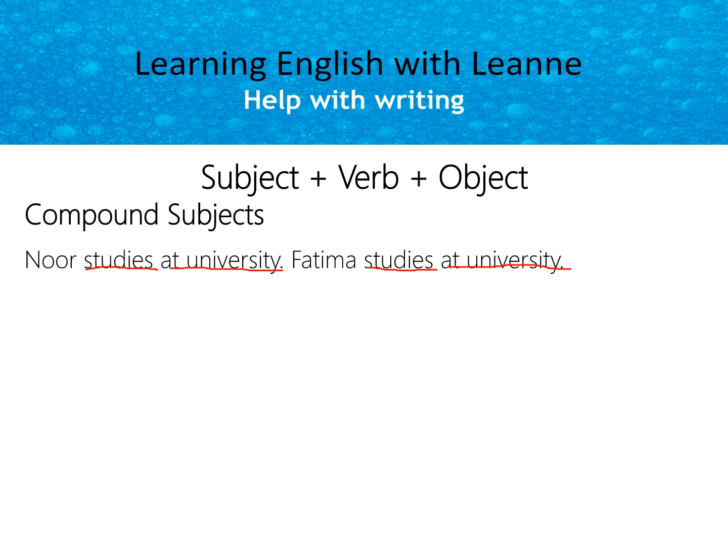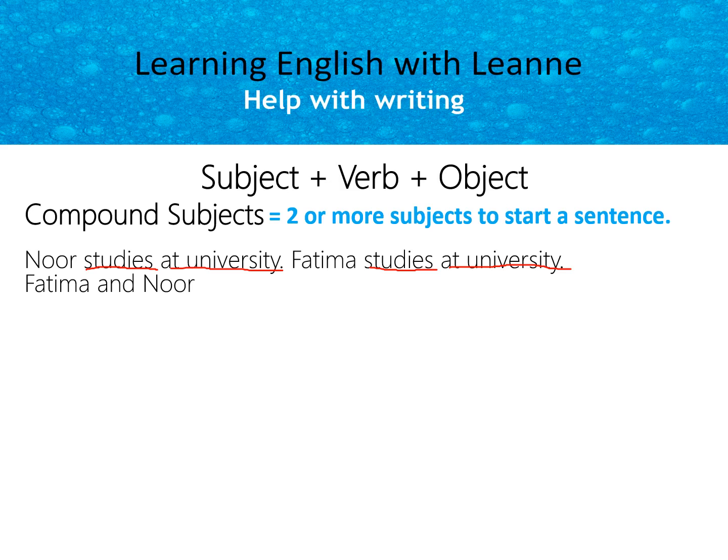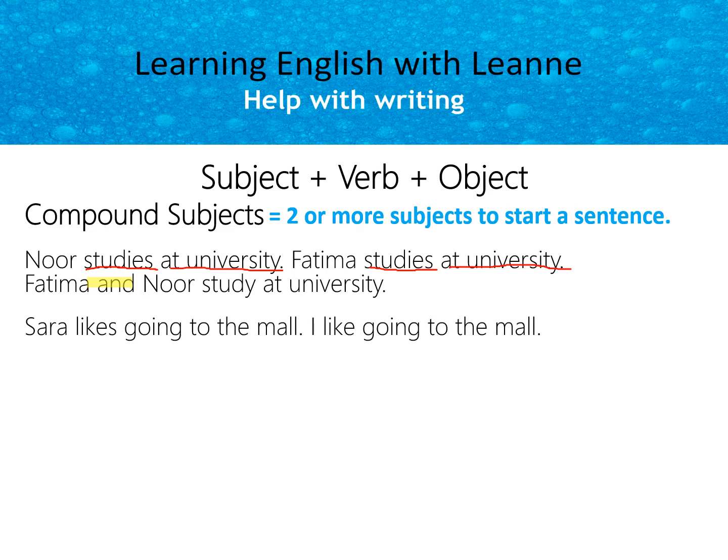To write a better sentence, we can make compound subjects. This means two or more subjects to start a sentence. So the verb is the same and the place is the same, so we can make this one good sentence. So we can say Fatima and Noor. You can see we've used and to connect. Study at university. So we're not repeating. So a compound subject.